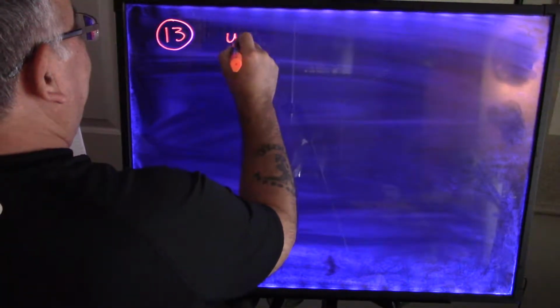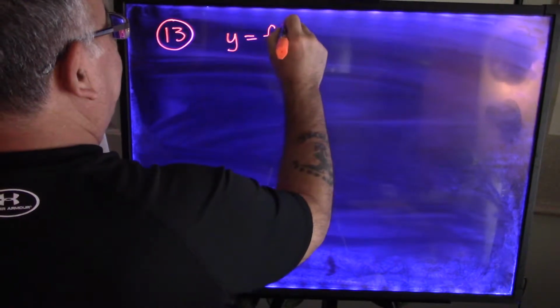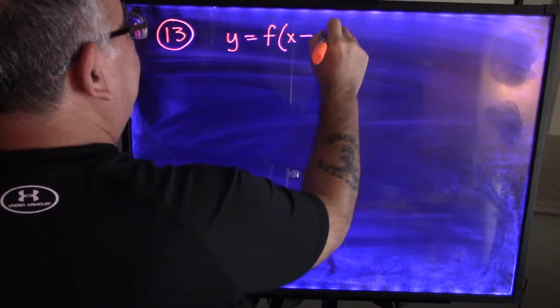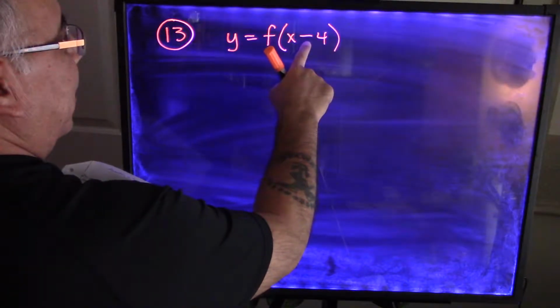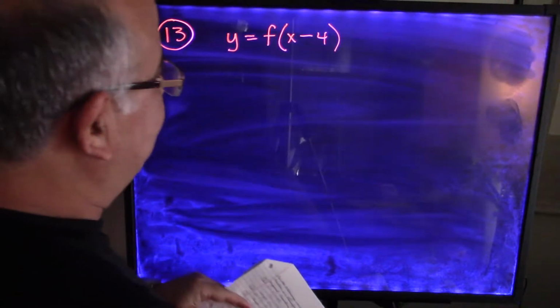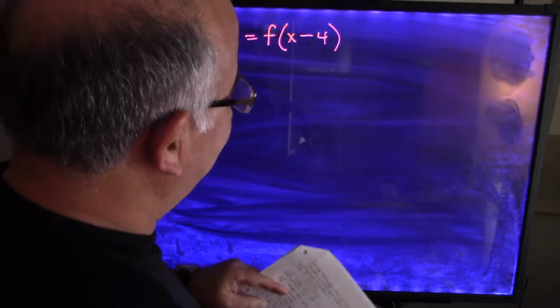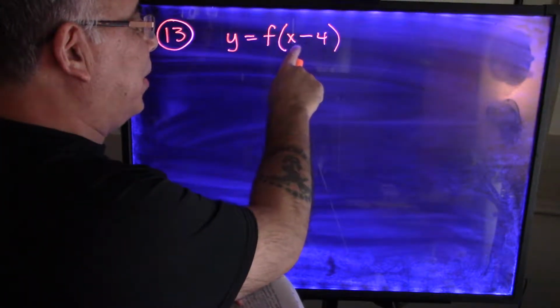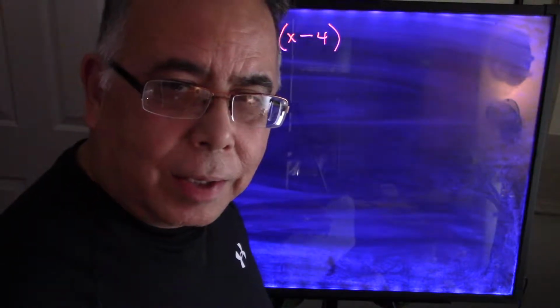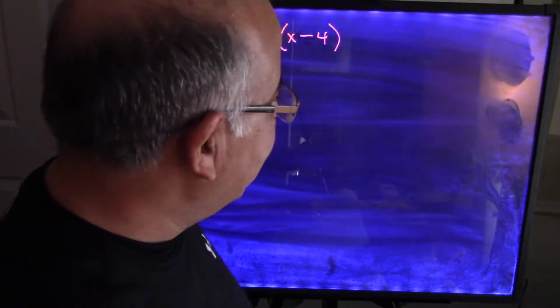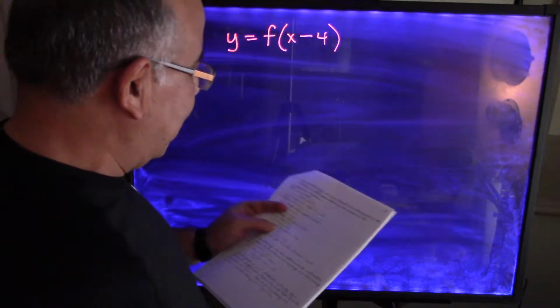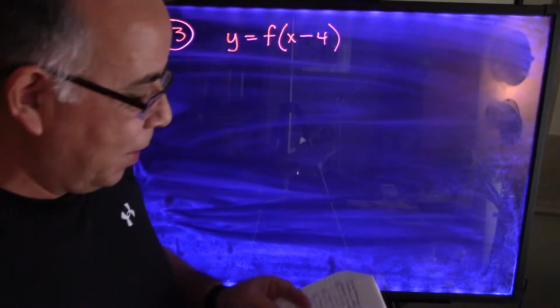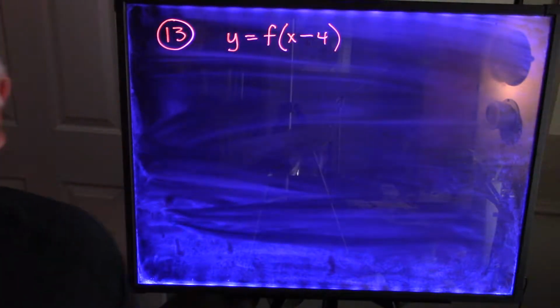Okay, number 13, y equals f of x minus 4. So we take y equals f of x, and now we write f of x minus 4. So x minus something, right? That something is positive 4. So that means you're going to have a shift to the right. Why right? Because it's next to the x, the input there. Think x-axis, horizontal. So 4 units to the right. You shift f of x 4 units to the right. That's what you got there.